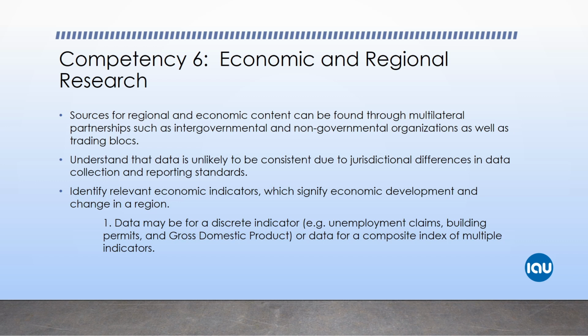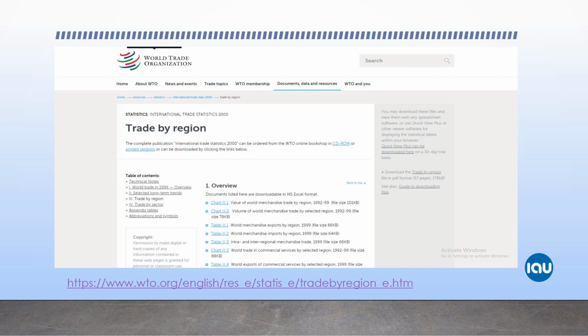Identify relevant economic indicators, which signify economic development and change in a region. Data may be a discrete indicator, for example, unemployment claims, building permits, and gross domestic product, or data for a composite index of multiple indicators. A website that you can get this information on is the World Trade Organization. Again, if you look at the website here, it says trade by region. And it does give you several overviews of trade by different regions, imports, exports, a variety of information in there.